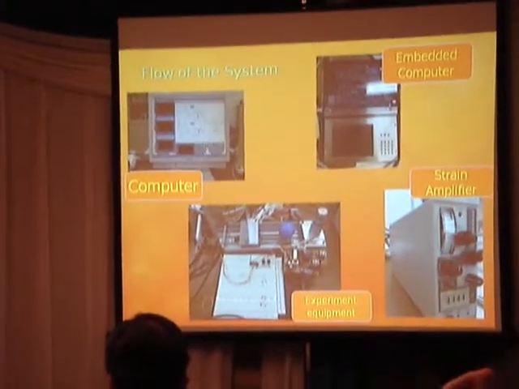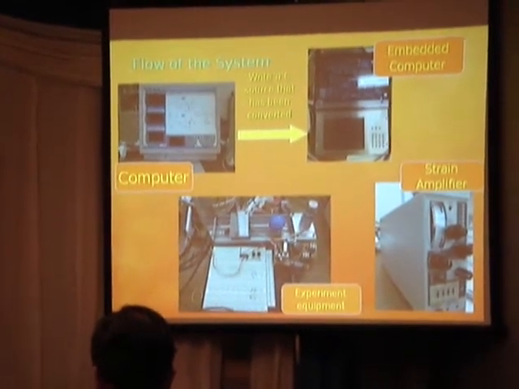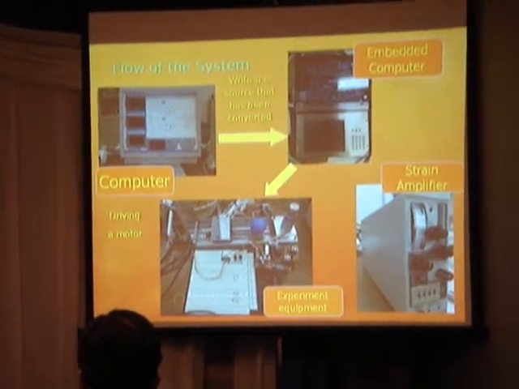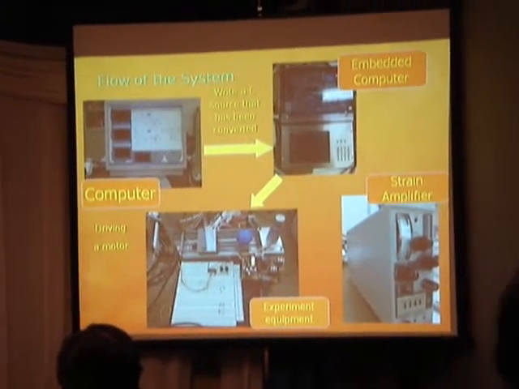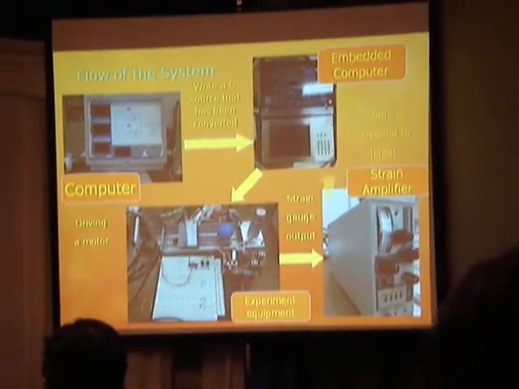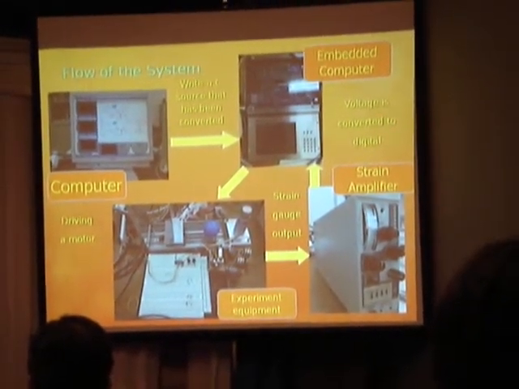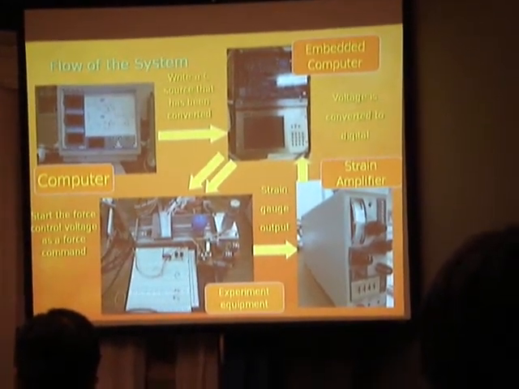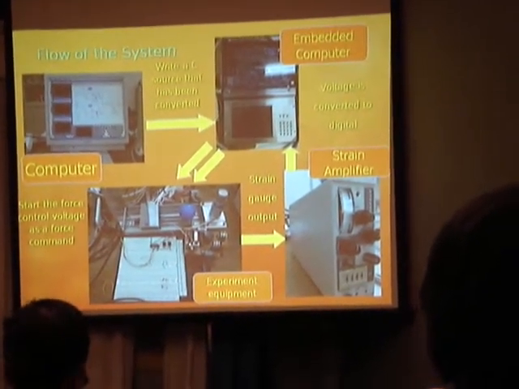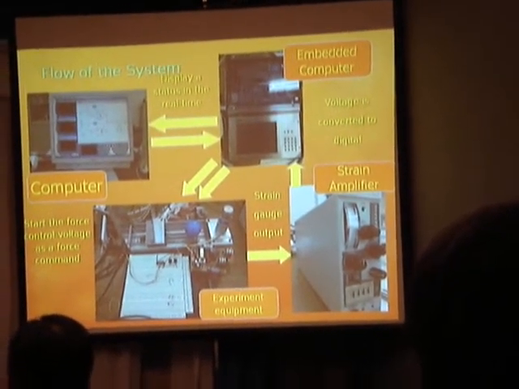I explain the flow of the system. At first, the computer model is converted by the Real-Time Workshop to the embedded computer. Next, the embedded computer drives the motor and outputs voltage to the strain gauge. Next, the voltage is converted into a digital value. This output starts force control, using the output voltage of the strain gauge as the force command. Then I display the status on the computer in real time.